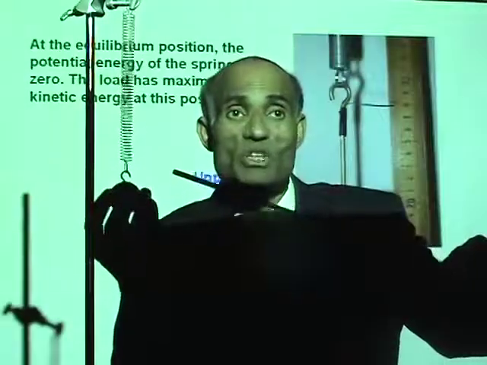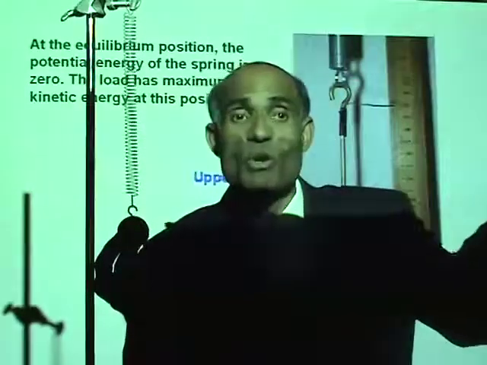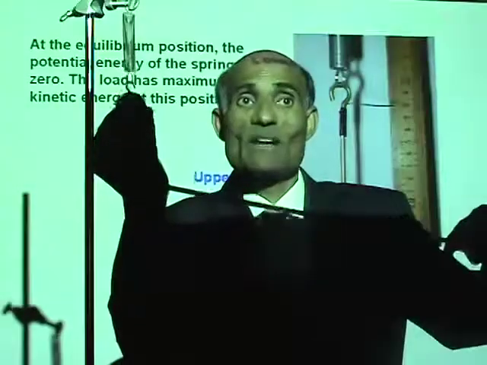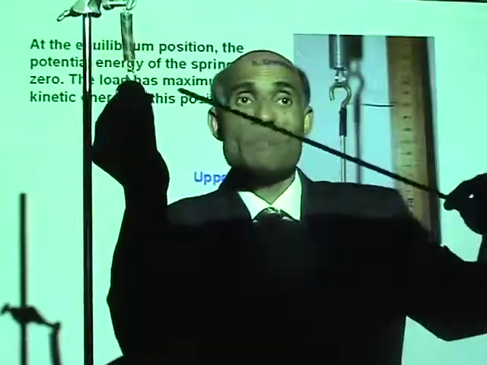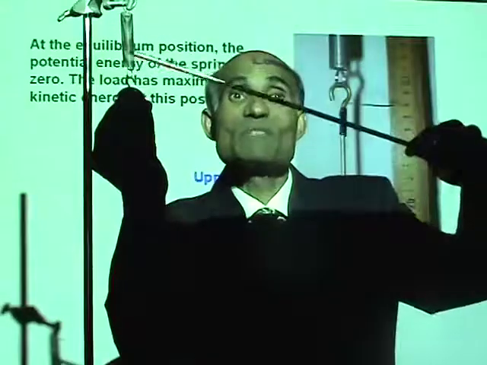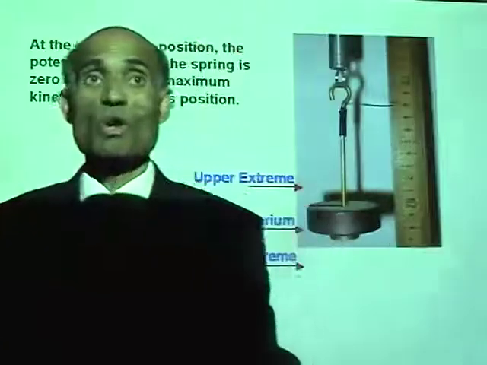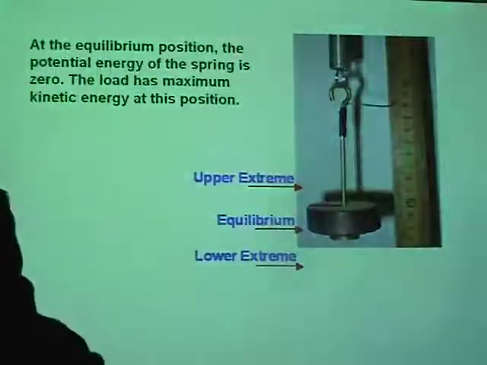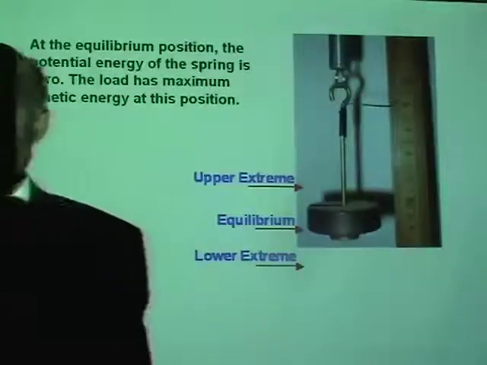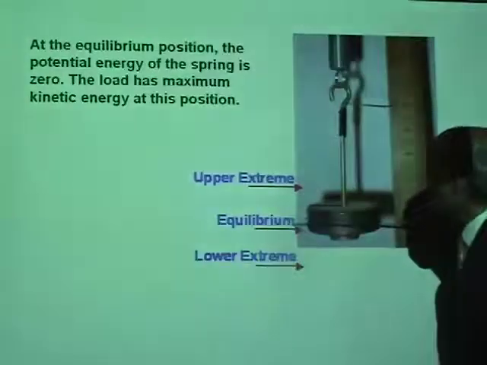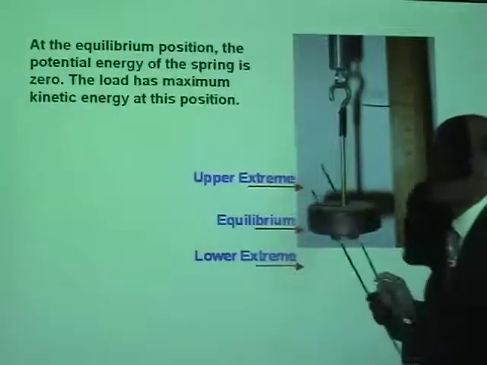The potential energy is maximum when the load is at the lower extreme, and also when it is at the upper extreme, when the spring is compressed to its maximum. So the spring has maximum potential energy when the load is at either extreme.